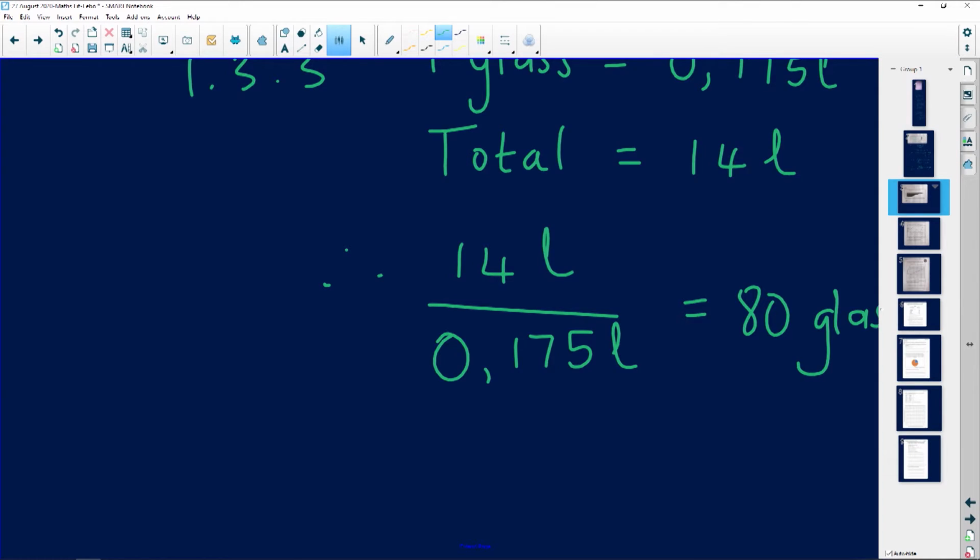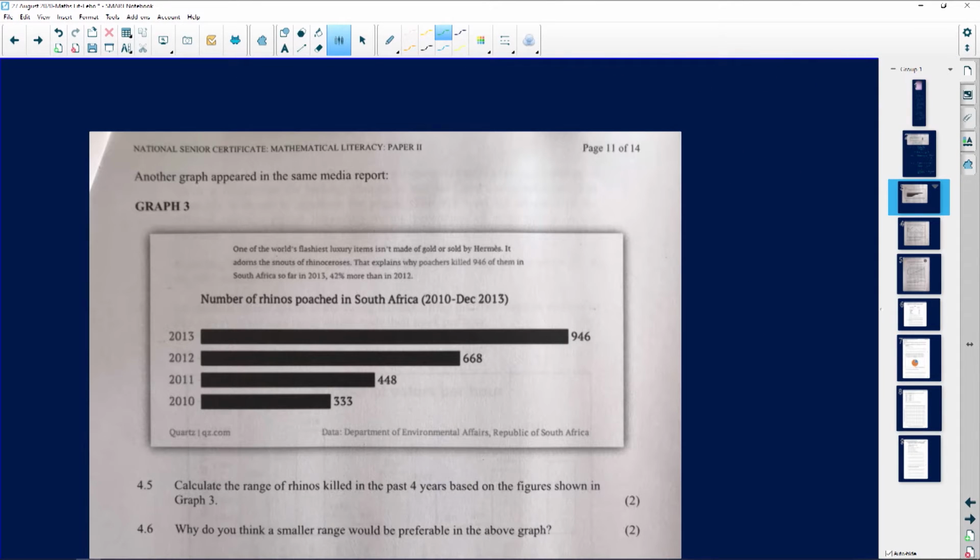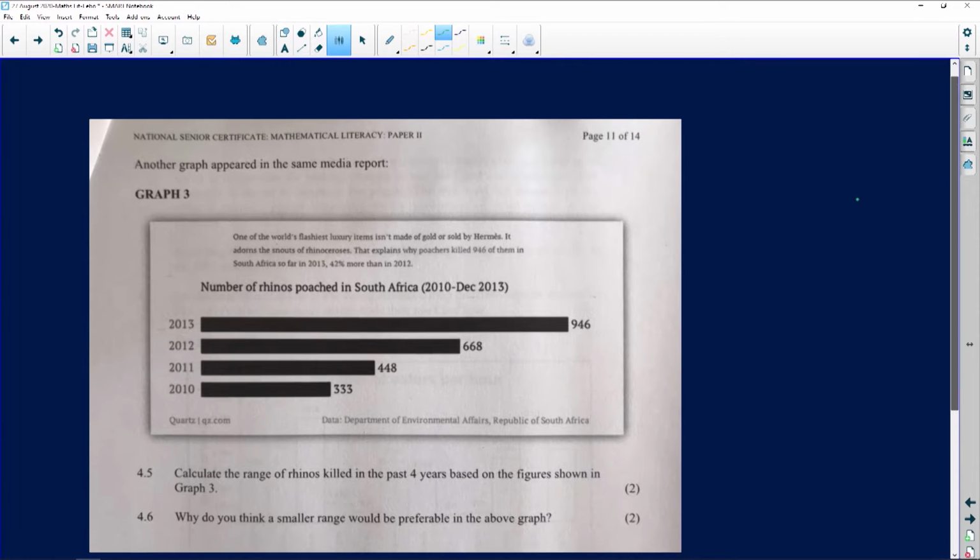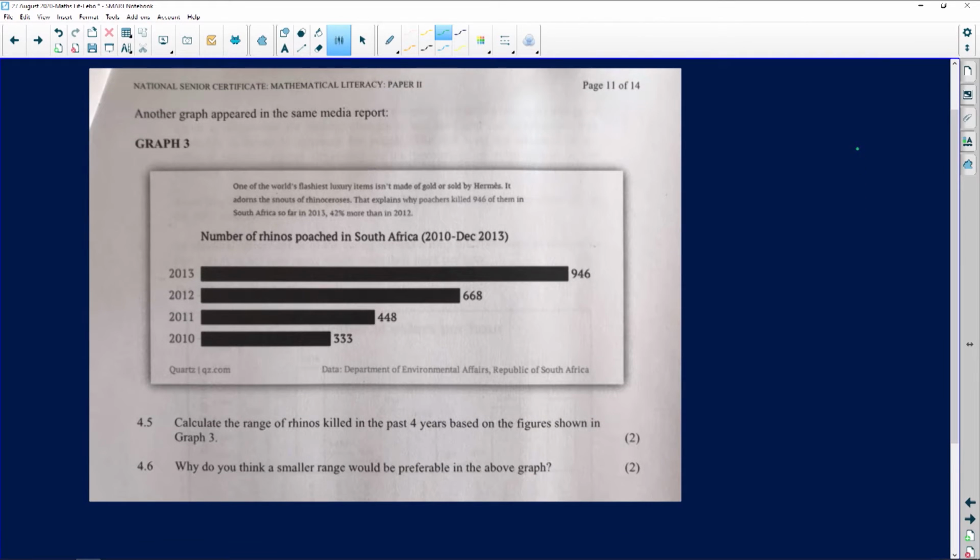The next question that we are given is this beautiful graph that we have over here. With this particular graph, it says to us, and I'm going to read the caption of the graph: one of the world's flashiest luxury items isn't made of gold or sold in Hermes. It adorns the snouts of rhinoceroses, okay? That explains why poachers killed 946 of them in South Africa so far in 2013, which is 42% more than in 2012.